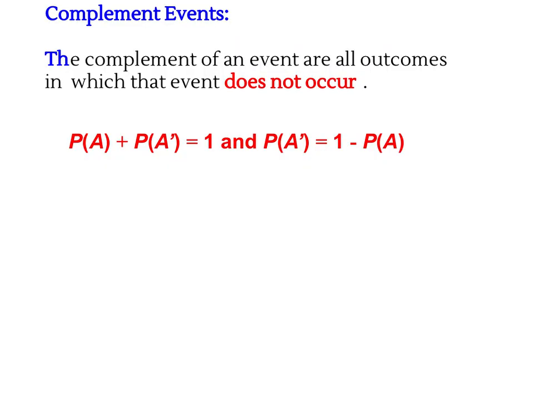So here is the equation that I showed you before, that the probability of something happening plus the probability of it not happening must add to 1. And so that means that the probability of something not happening is 1 minus the probability of it happening.